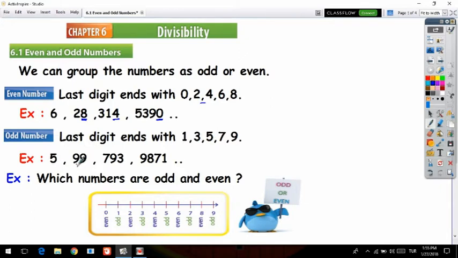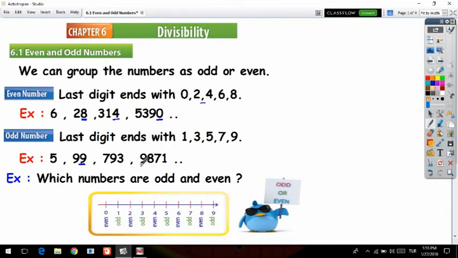99 is the second example. For 99, the last digit is 9. Is 9 between these numbers 1, 3, 5, 7, 9? Yes, 9 is here. Because of that, 99 is an odd number. Also, we have another example, that is 793. The last digit is 3. Is 3 between these numbers? Yes, 3 is here. So because of that, 793 is an odd number.